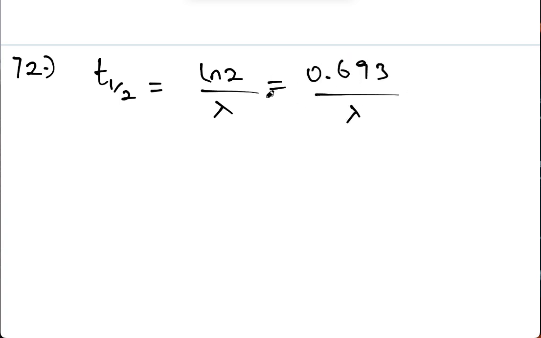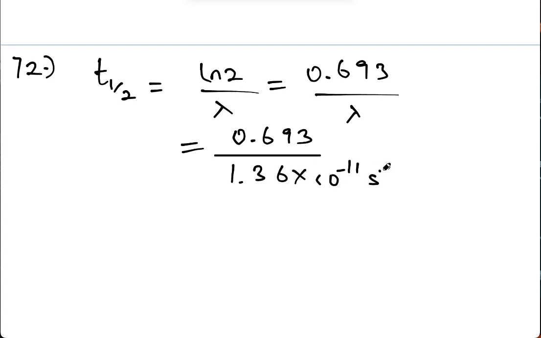For question 72, we have an iridium source with a given decay constant, and we are looking for the half-life of the source. Half-life is ln2 over the decay constant, or 0.693 over the decay constant, because ln2 is 0.693. The decay constant we have been given is 1.36 times 10 raised to the power minus 11 per second.